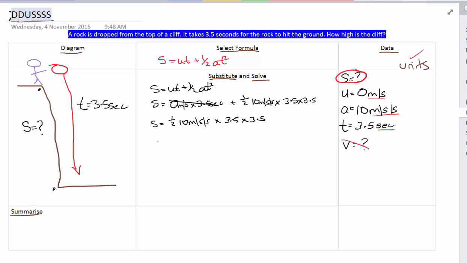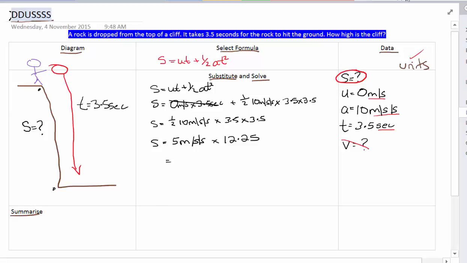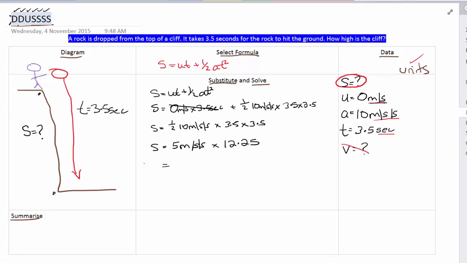And the next step, S equals half of 10, so we're going to say that's 5, multiplied by 3.5 by 3.5, which is 12.25. So S equals 5 times 12.25, which is 61.25 meters. Remember, S is the displacement, so the distance from the top of the cliff where the rock is to the bottom of the cliff is 61.25 meters.